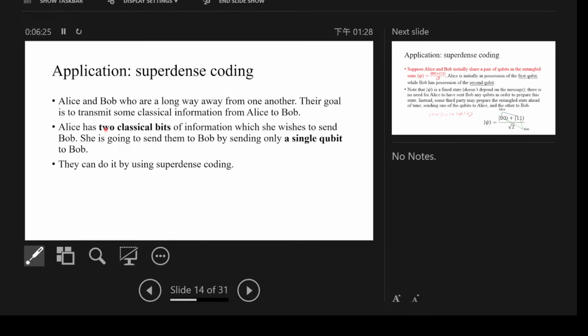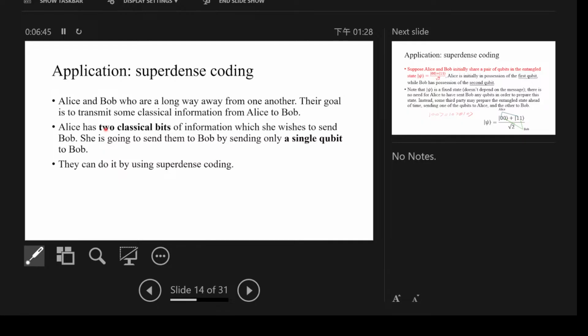So let's talk a little more about entanglement, and let's see some applications of entanglement. We have two applications. First is superdense coding.